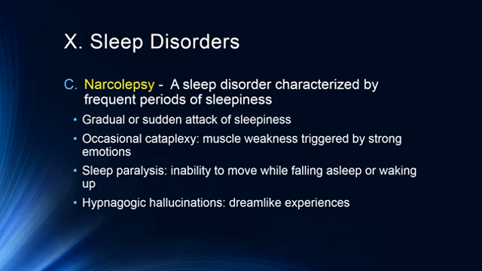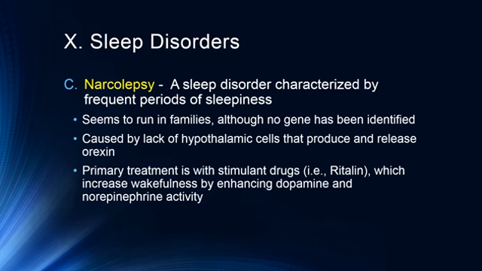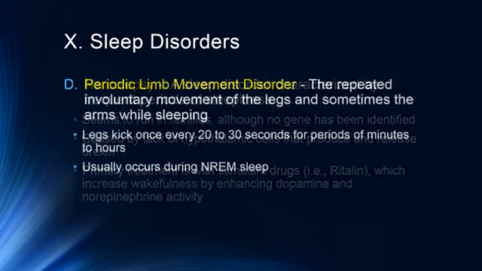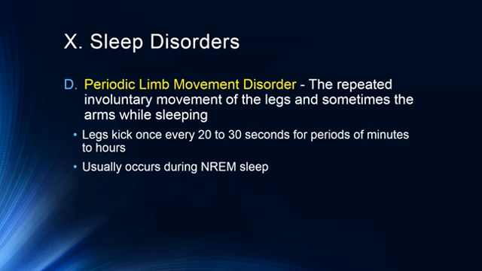And so this can happen to all species. If you have time, look up a video called Rusty the Narcoleptic Dog, and you can actually see this happening. It seems to run in some families, although no gene has been identified. It's caused by lack of hypothalamic cells that produce and release orexin. The primary treatment is with stimulant drugs like Ritalin. There's a new drug called modafinil, which has been approved for treatment of narcolepsy, which is less stimulant than its cousins Ritalin and other amphetamines.